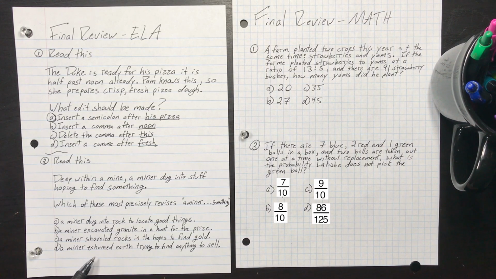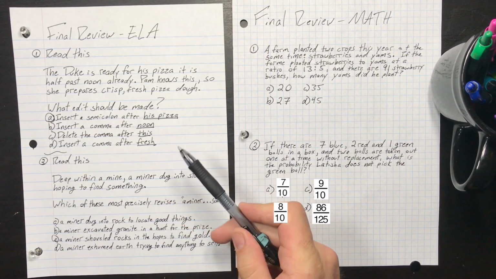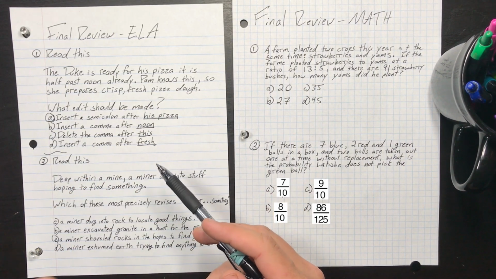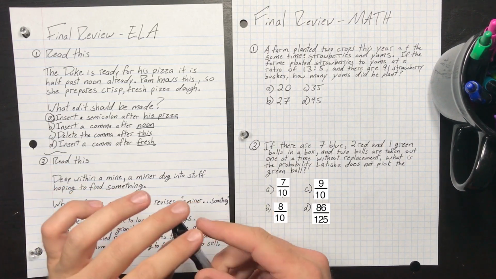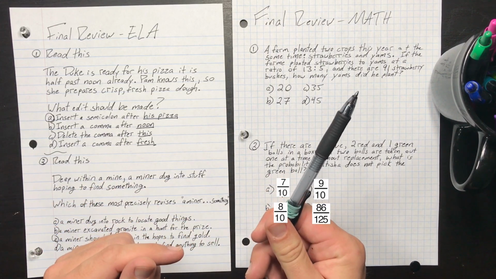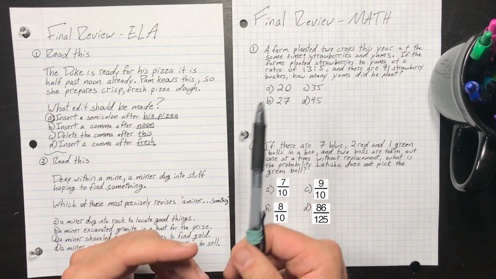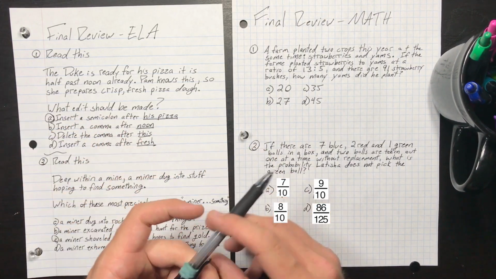D, a miner exhumed earth trying to find anything to sell. That's just, it doesn't even talk about selling. That's just incorrect. So our answer here is C. Now, this is just grammar. Now, I recommend that you do a little bit of work on reading comprehension. So if you want to do a quick refresher of that, here is the video in the corner you can go to. It's a practice reading prompt. So just so you can do it.